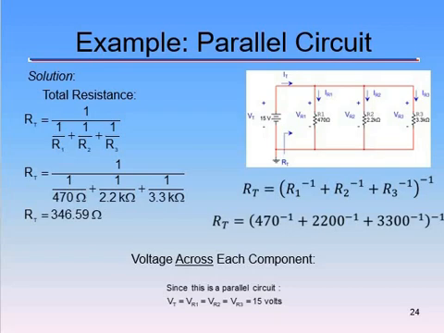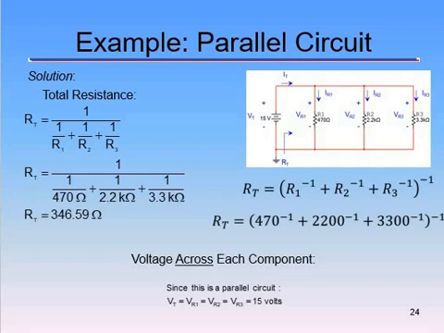So let's do this example here. I don't have it in slideshow mode, so you're going to see it all at once, and I'll walk through it. The first thing I like to do, as long as we have all the resistor values in a parallel circuit, is find the total resistance. On the left-hand side, I've given you the old-school method: 1 over R1 plus 1 over R2 plus 1 over R3. All that solved out, and you get approximately 346.59 ohms.